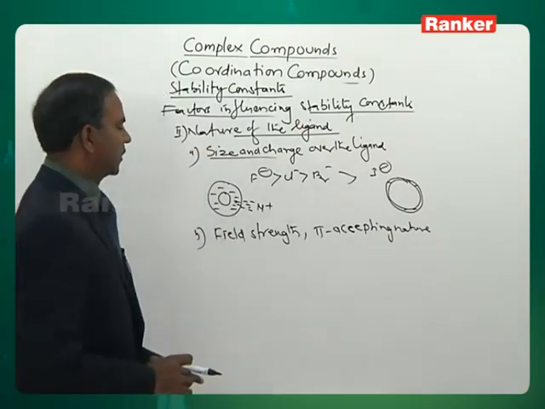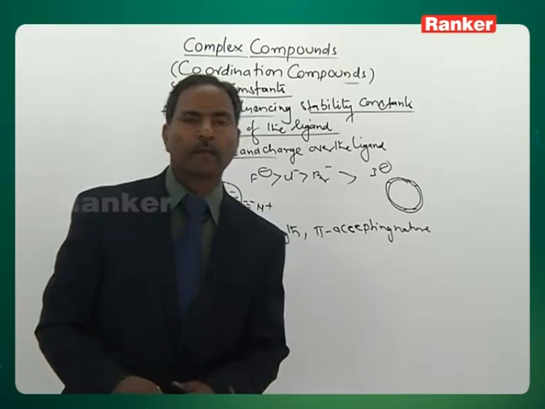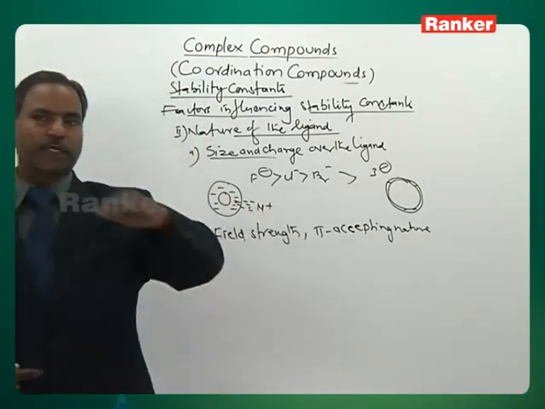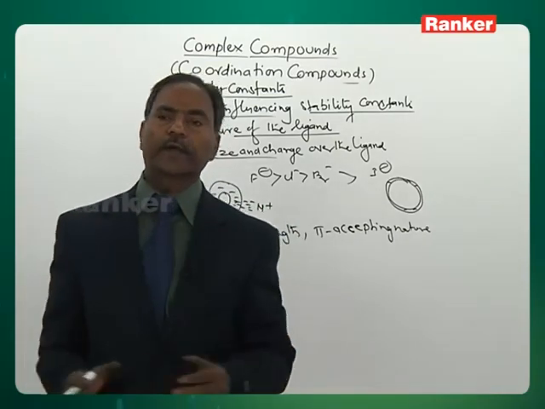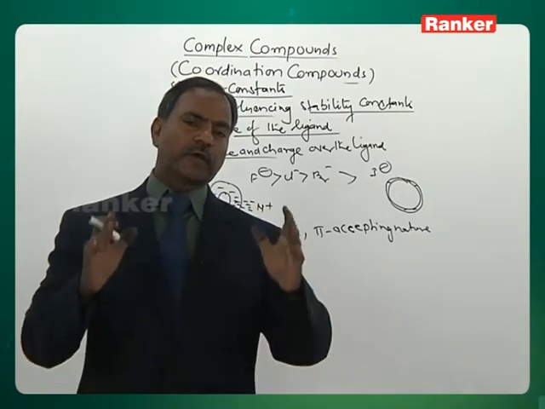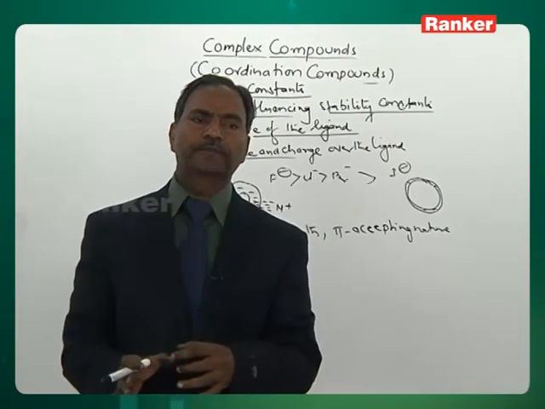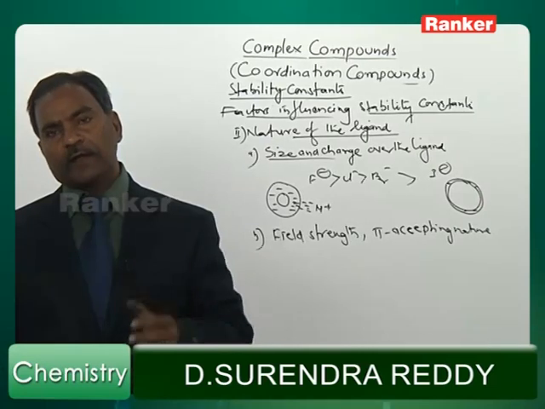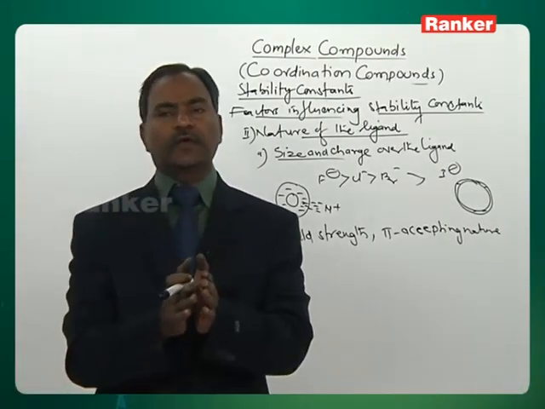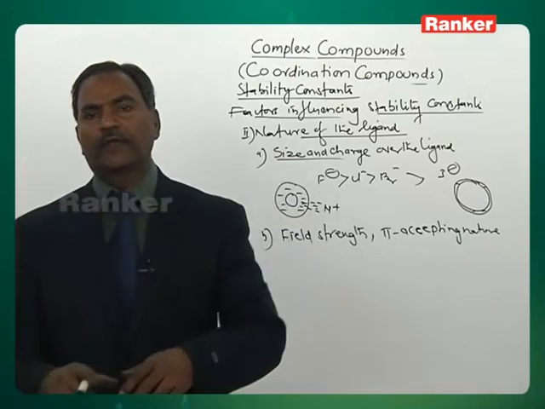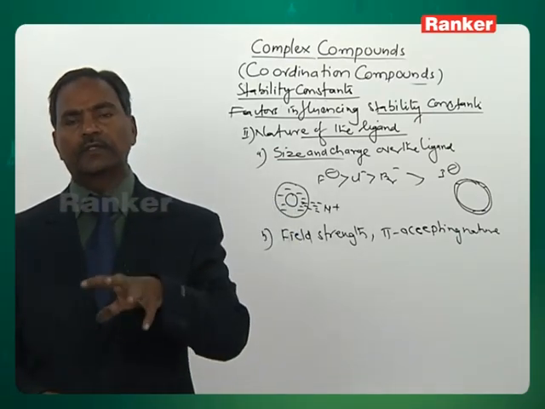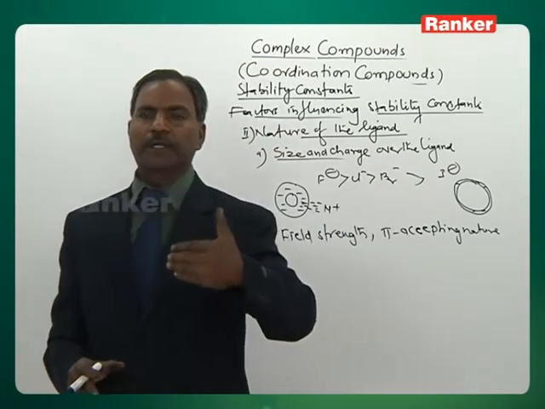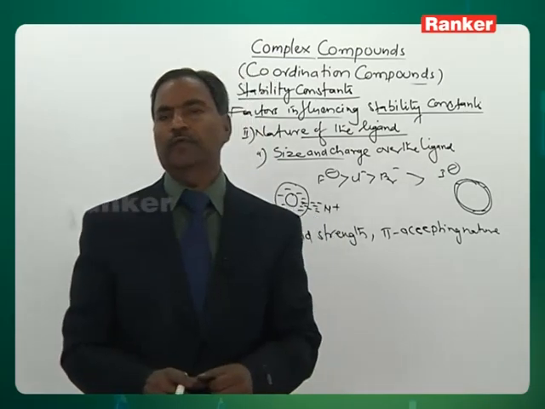Coming to field strength and pi accepting nature. Recollect again, we have discussed the spectrochemical series. A strong field ligand and a weak field ligand we have classified. A strong field ligand is causing greater splitting of d orbitals, and a weak field ligand is causing lesser splitting of d orbitals. Whenever a strong field ligand is causing greater splitting, electrons are getting paired in the lower energy level, giving rise to a complex with a greater CFSE value.